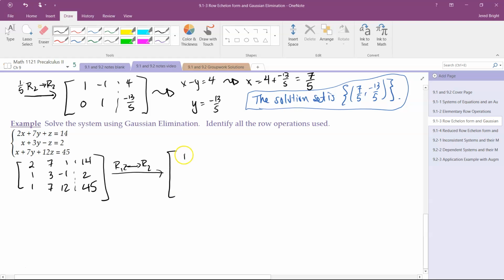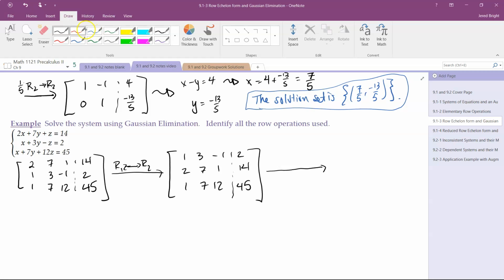So I'm going to have 1, 3, minus 1, and 2. And then I'm going to have 2, 7, 1, 14, 1, 7, 12, 45. Okay, now for time and space, I'm going to do 2 row operations at once. I'm going to hopefully knock this out and that out so that I have zeros below that first leading 1.